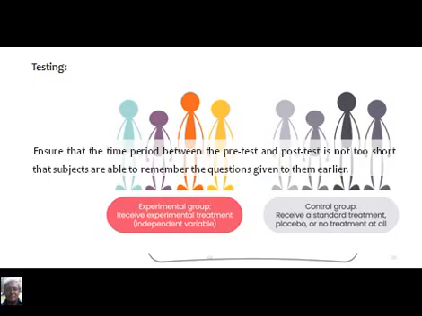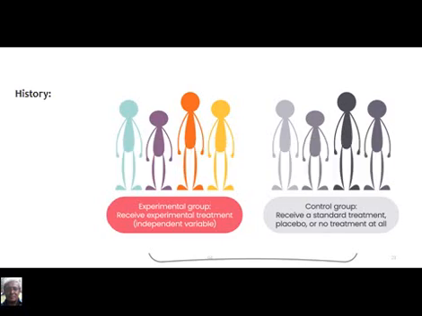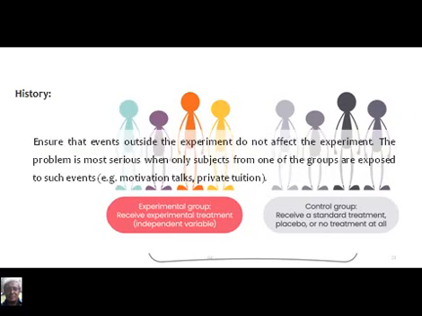Testing. Ensure that the time period between the pre-test and post-test is not so short that subjects are able to remember the questions given to them earlier. History. Ensure that events outside the experiment do not affect the experiment. The problem is most serious when only subjects from one of the groups are exposed to such events, for instance motivation talks, private tuition.